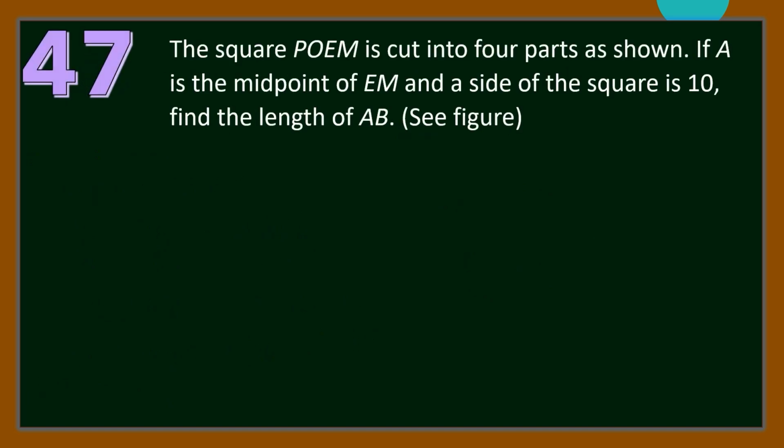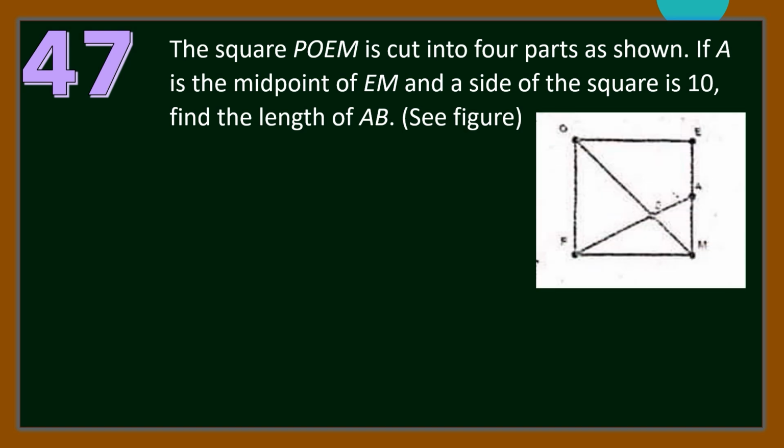Number 47. The square POEM is cut into 4 parts as shown. If A is the midpoint of EM and a side of the square is 10, find the length of AB. Here is our suggested solution. We have a square POEM. A is the midpoint of EM and the side of the square is 10. Hence, segment AM is 5. And we're looking for the length of AB.